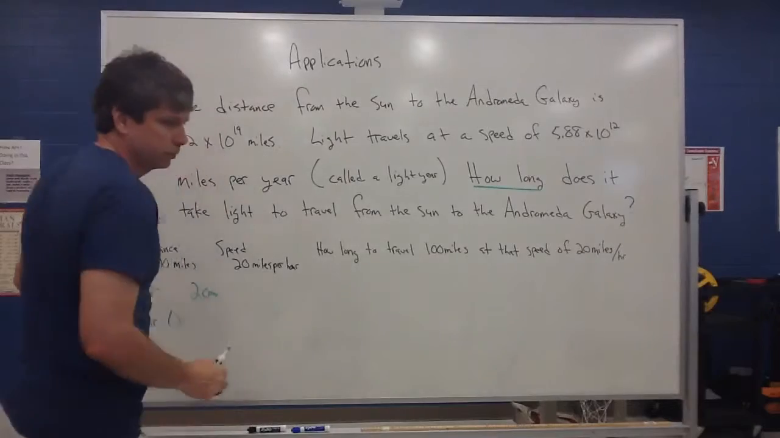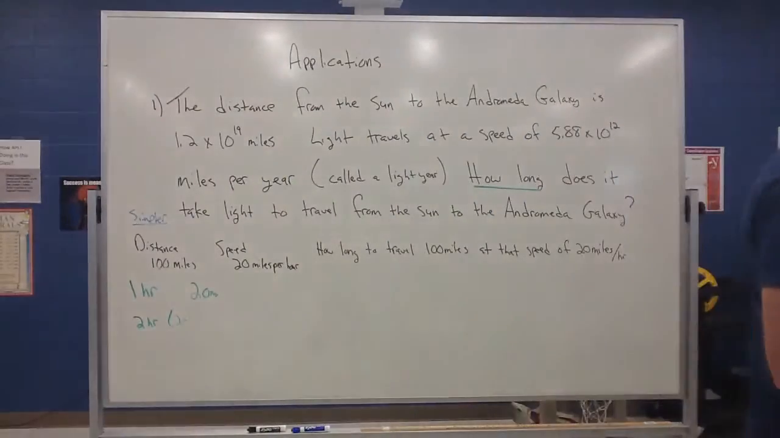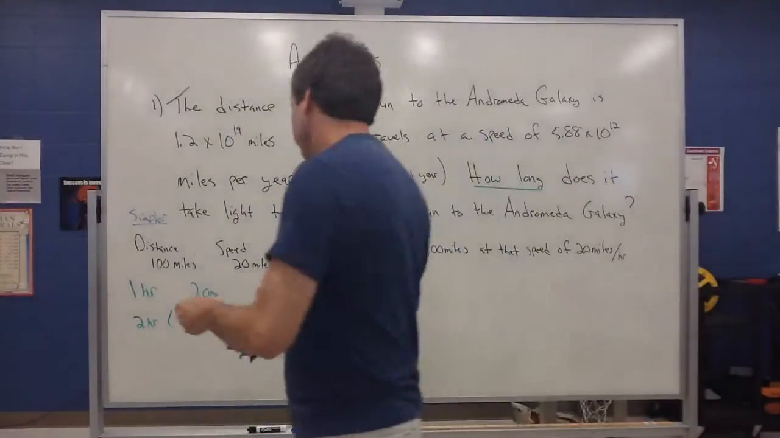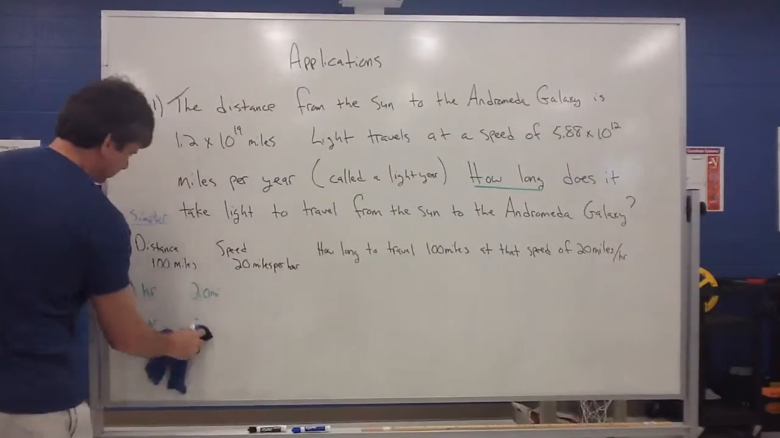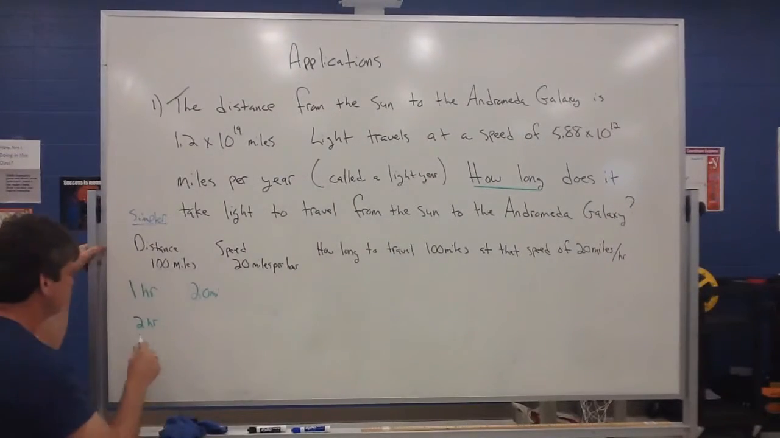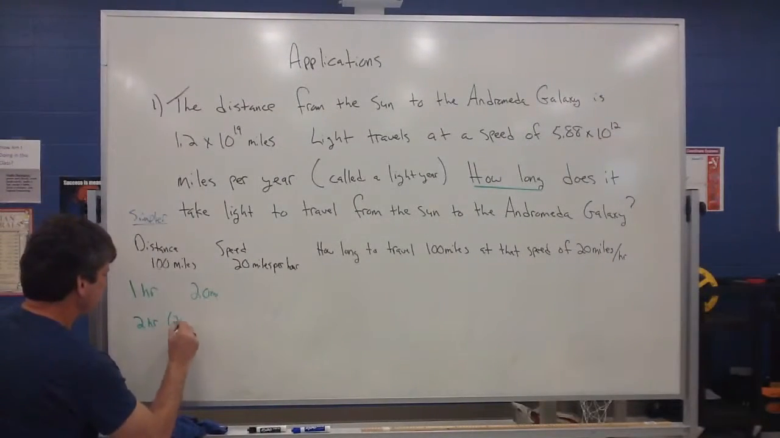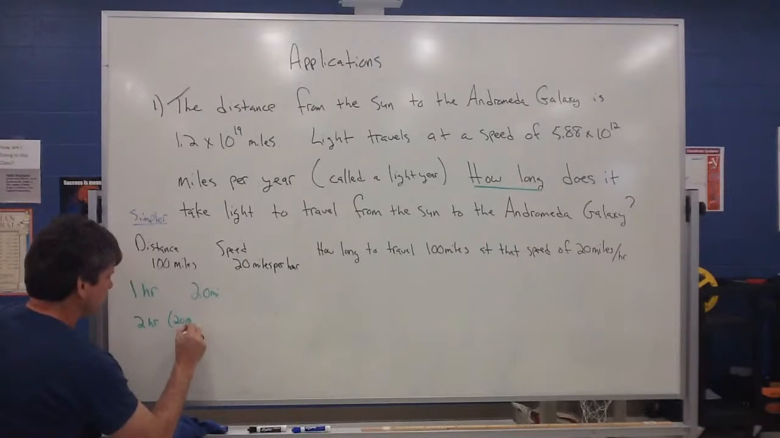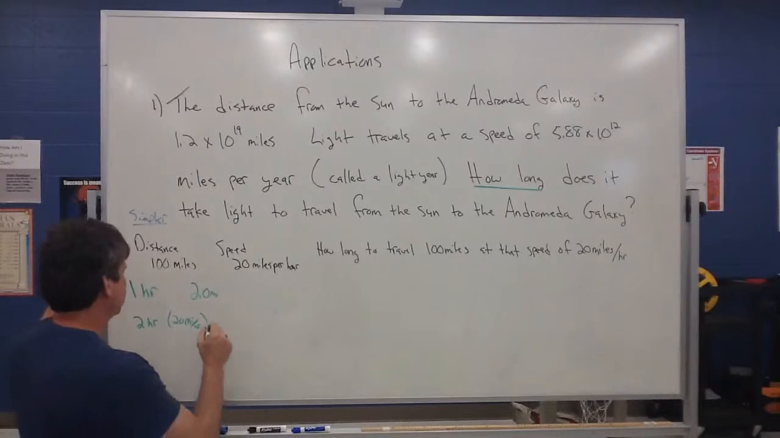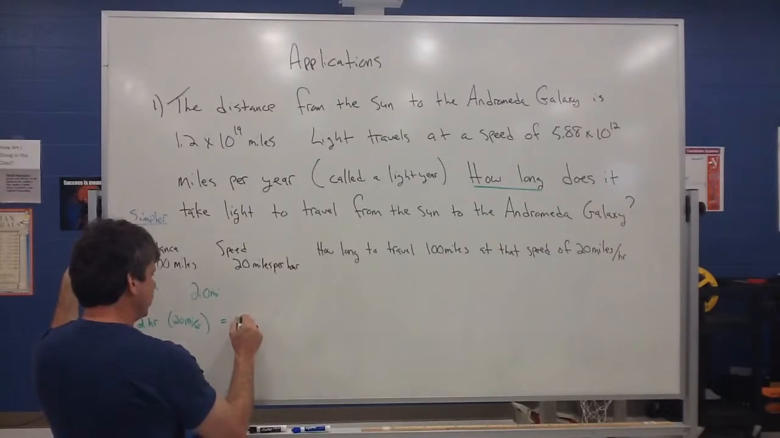So again, 2 hours, and remember I'm going 20 miles per hour. So that means I'm going to get basically a 20 and a 20, and that's going to give me a distance of 40 miles.